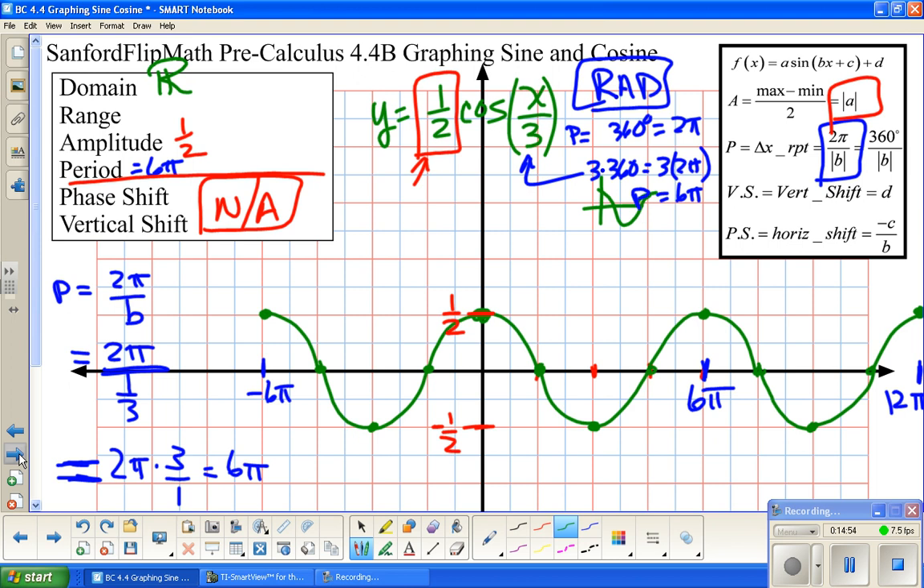As for the range, this particular one goes from negative 1/2 to positive 1/2. So I'm going to say from negative 1/2 to 1/2. But Mr. Sanford, this is in radians. It doesn't matter. The range is about y values, and that's not radians or any of it.